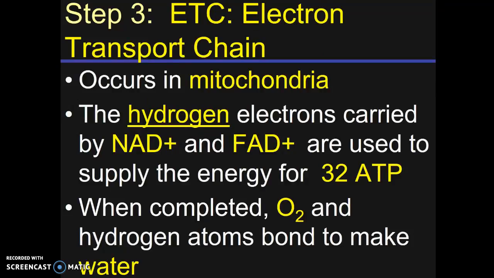Okay, step 3, the electron transport chain. This also occurs in the mitochondria. Those hydrogen electrons that were carried by the NAD and FAD are used to supply the energy for 32 ATP. Okay, so let's think of the steps. We had 32 from ETC, 2 from the Krebs cycle, and 2 from glycolysis. So overall, we made 36 ATP. So every one glucose molecule gives us 36 ATP. All right, and then when we're completed, the oxygen that we take in and hydrogen atoms bond to make water.